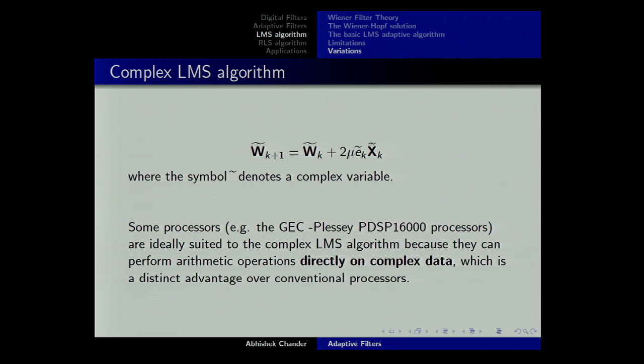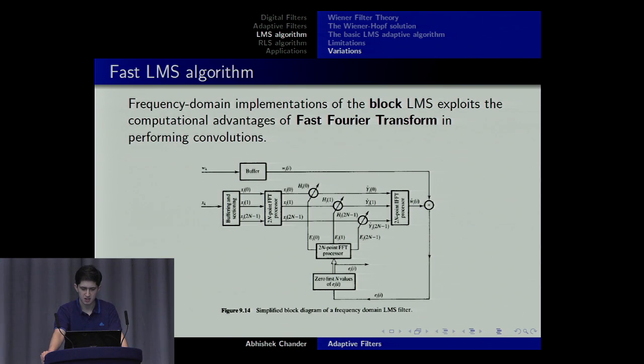There's the complex LMS algorithm, where the numbers are complex, which can be useful for certain processors which can fundamentally perform arithmetic operations on complex data. A second implementation is an efficient implementation, and this is actually what Matlab uses if you want to use the LMS algorithm. It uses something called the fast Fourier transform, which part 1As might come across soon, if they haven't already.